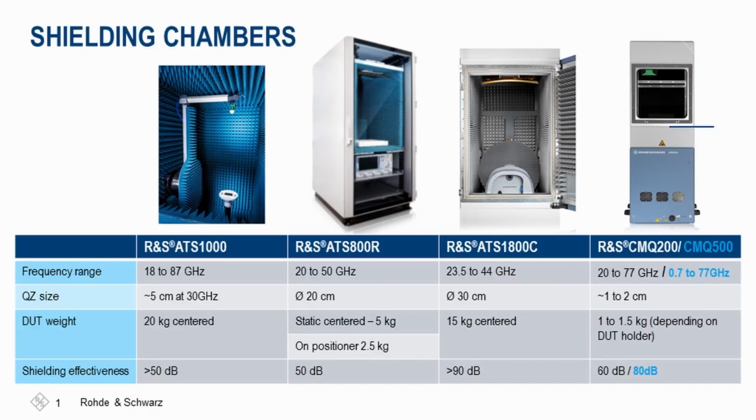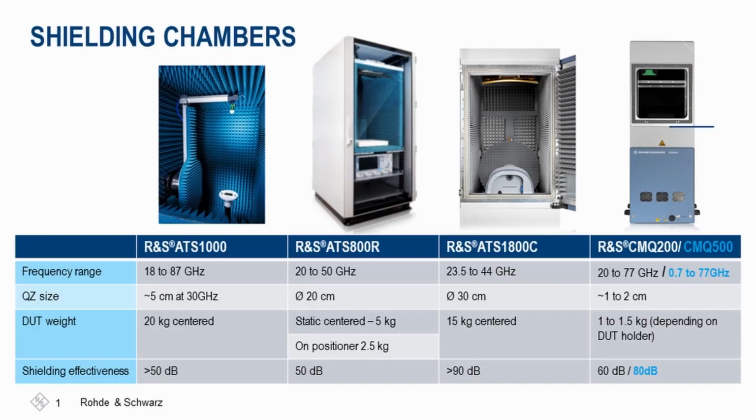So this covers a frequency range from 18 to 87 gigahertz, and this is a direct far field measurement, and the quiet zone would be around 5 centimeter at 30 gigahertz, and the DUT weight it can take is about 20 kgs, and shielding effectiveness more than 50 dB. So this was used for direct far field measurements.